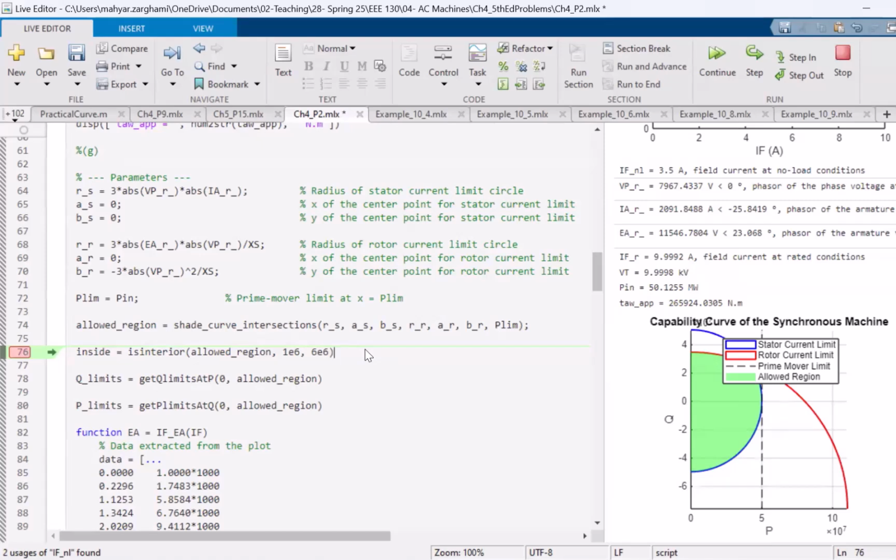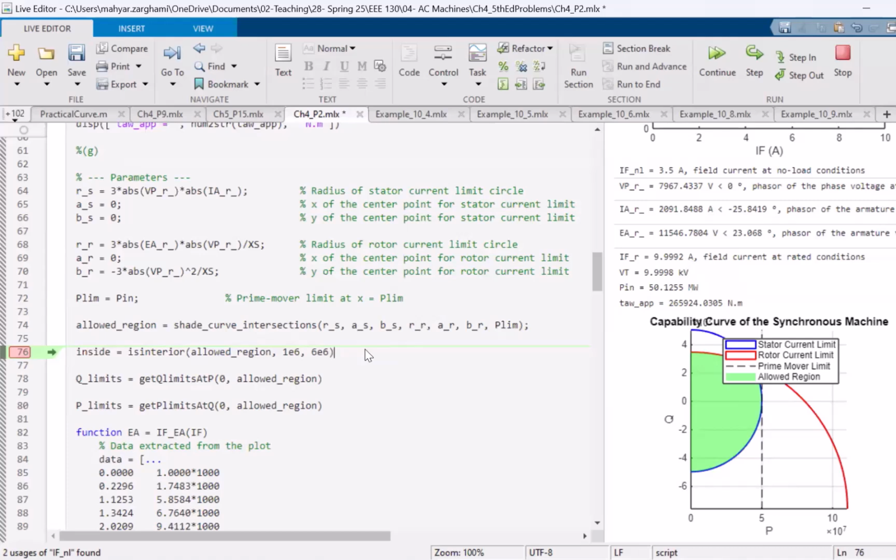So this function is interior, a function that you give the P and Q values. The allowed region is coming from this. We already constructed that allowed region. You pass it the two points of P and Q, and it determines whether that's inside that shaded area or not. So I'm telling this function that it is 1 megawatt and 6 megavars.